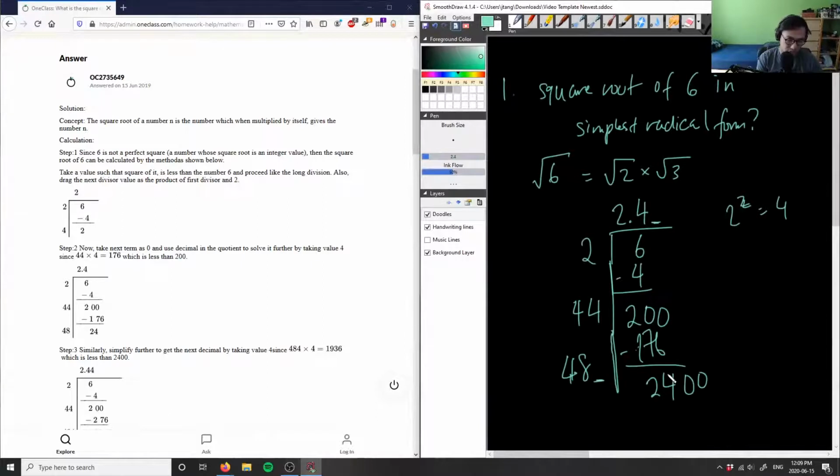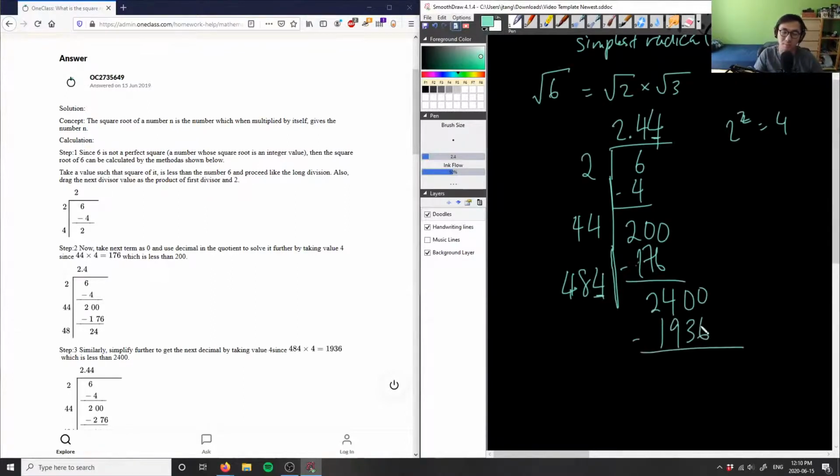And then 484 times 4 is 1936. I can't do 485 times 5 because that just goes over. So our number here is going to be another 4. So 484 times 4 is 1936.